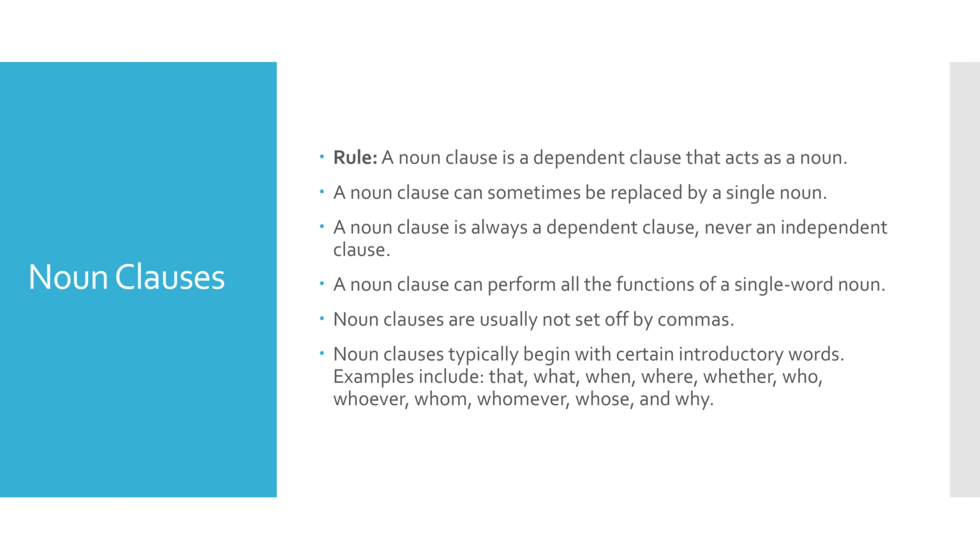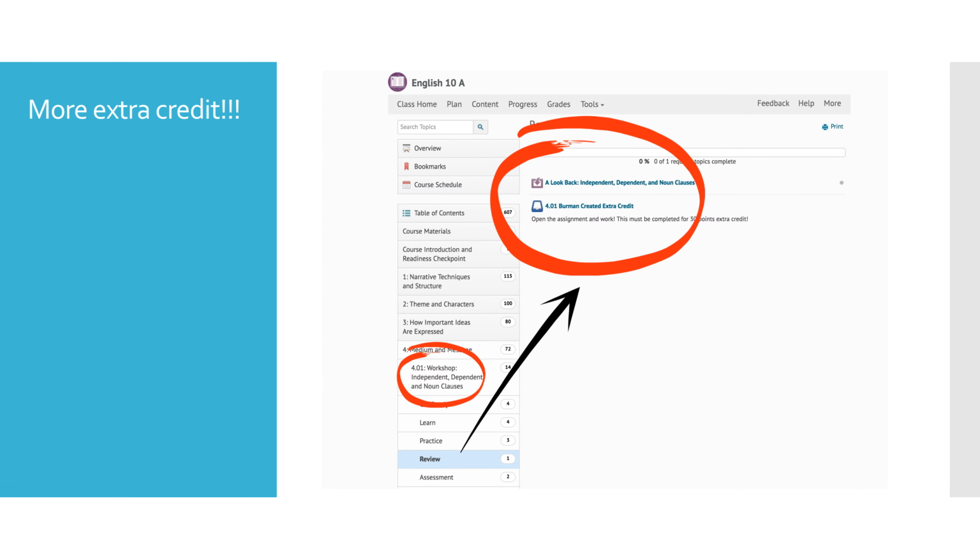A noun clause can sometimes be replaced by a single noun. A noun clause is always a dependent clause, never an independent clause. A noun clause can perform all the functions of a single word noun. Okay? Noun clauses are usually not set off by commas. And noun clauses typically begin with certain introductory words like that, what, when, where, whether, who, whoever, whom, whomever, whose, and why. Lots of words there. Usually those clauses will start with one of those words.